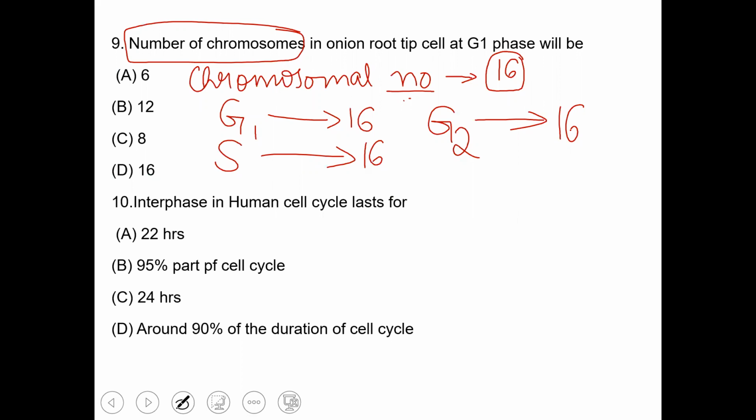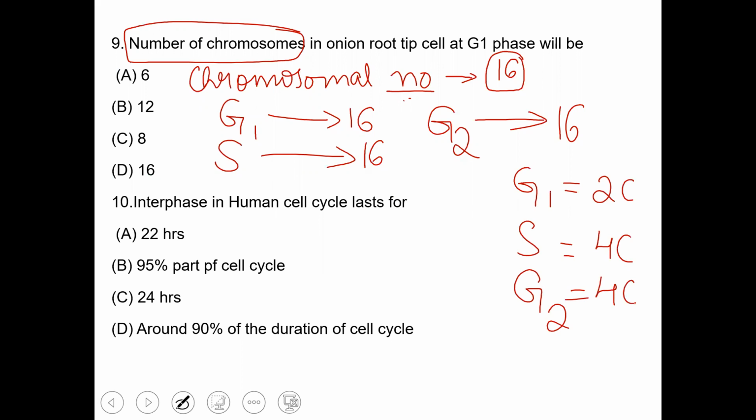But when we talk about the DNA content, generally, if it is at G1, it is 2C. At S phase, it becomes 4C. And at the end of G2 phase, it will be 4C itself. Okay. So this is regarding the DNA content, and this will be regarding the chromosomal number. Here, the number of chromosomes in onion root tip cell at G1 phase will be 16 itself.